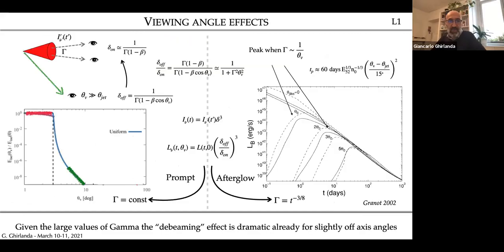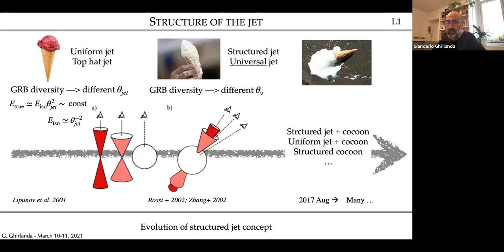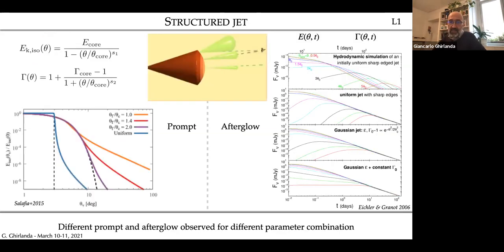Okay, thank you. So yesterday we saw the viewing angle effects on the prompt emission and on the afterglow emission that I just described, but assuming a uniform jet, basically working with the Doppler factor here. Now we can do a similar argument, but the equations become considerably more difficult, so we will just understand the meaning. And here you see divided again the prompt and the afterglow.